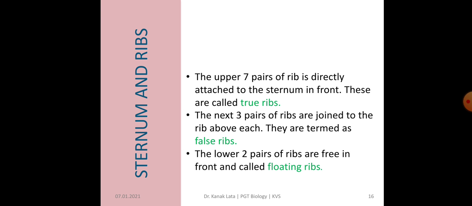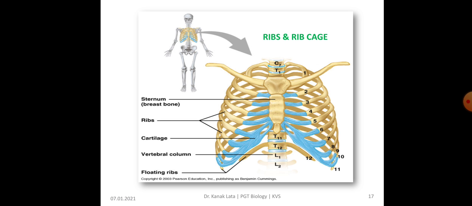Out of 12 pairs of ribs, the upper 7 pairs of ribs are attached in front directly to the sternum, and these are called true ribs. The next 3 pairs of ribs are joined to the ribs above each other and are called false ribs. The lower 2 pairs of ribs are free in front, called floating ribs. So there are 3 types of ribs: true ribs, false ribs, and floating ribs. In the given figure, you may observe the ribs and rib case.